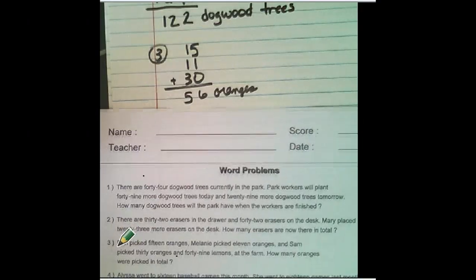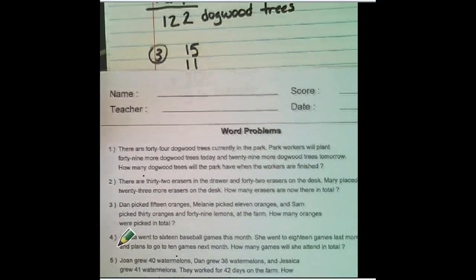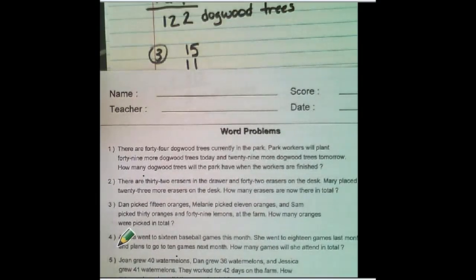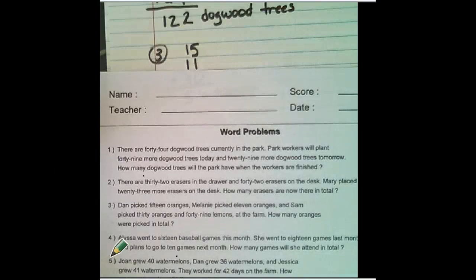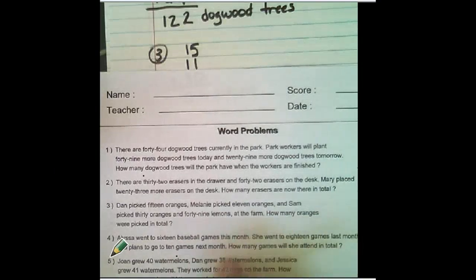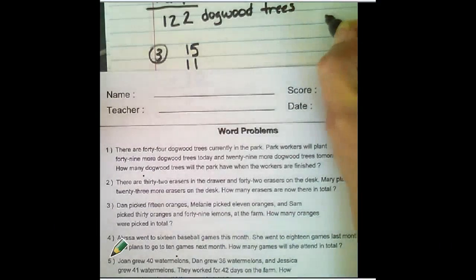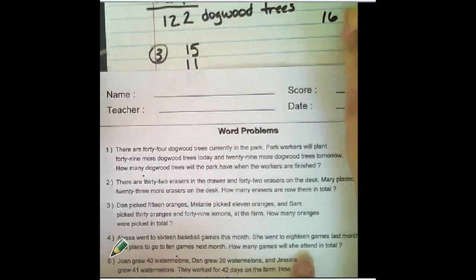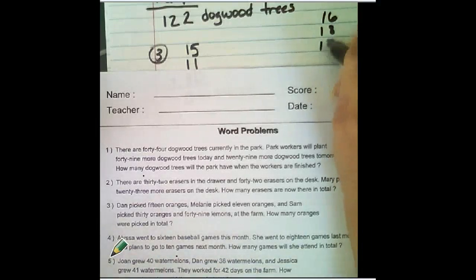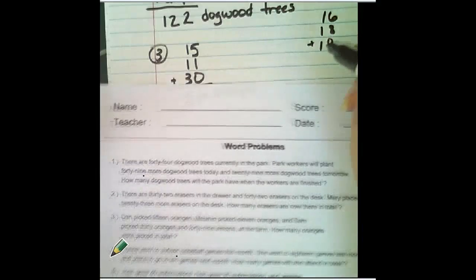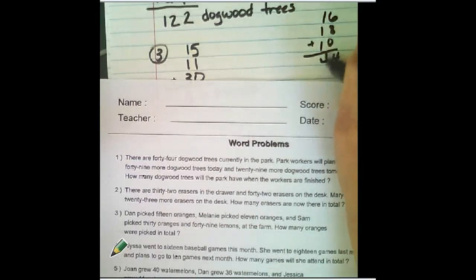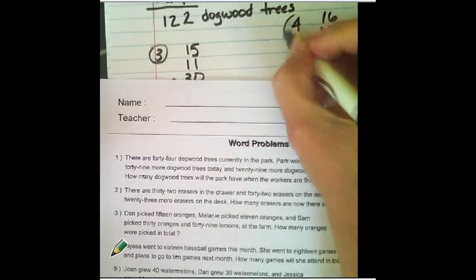So we have Alyssa. Let me move this up so you can see it. Alyssa went to 16 baseball games this month. She went to 18 games last month and plans to go to 10 games next month. How many games will she attend in total? Here we are talking about games for each one, so we would add the 16, the 18, and the 10. So Alyssa would be going to 44. Here's problem number 4.